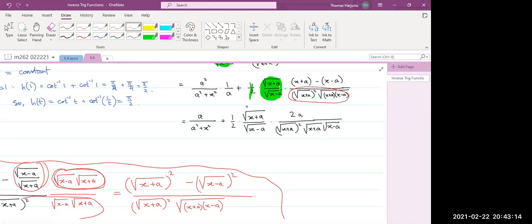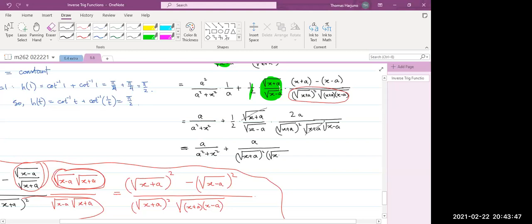Now you notice that this part here cancels with this. That equals a over a squared plus x squared. The 1/2 and 2 cancel, so I have only a on the top. At the bottom, I actually have this square root of x plus a being squared times square root of x minus a being squared. I wonder if you can tell me what will that be?